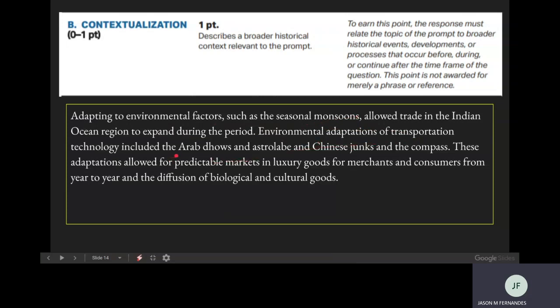So in the Arab world, you get the dhow, which is a ship. You get the astrolabe, a navigational device. In East Asia, you get these Chinese ships called junks, and you get navigational devices called a compass, right?